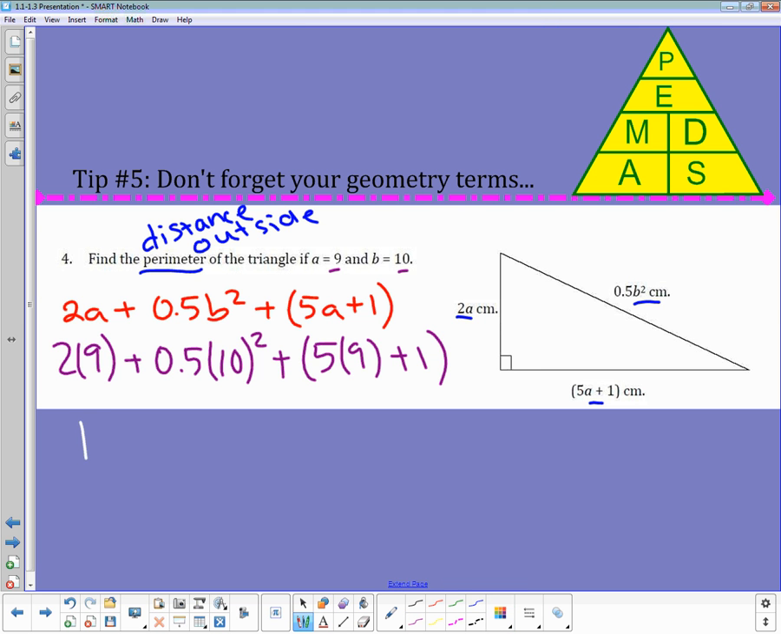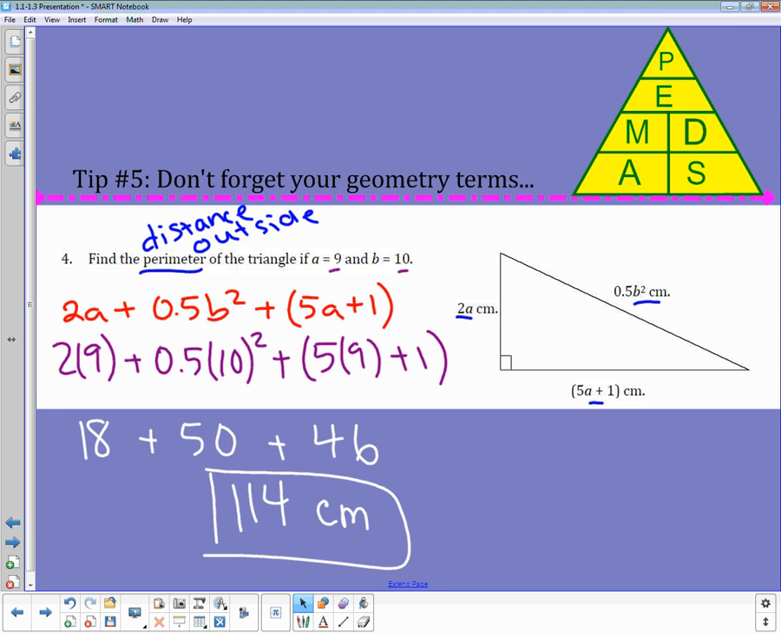So then let's go ahead and simplify that. 2 times 9 gives me 18. In here I have 10 squared, the middle term has 10 squared times 0.5. 10 squared is 100. I want to go ahead and take half of that, which would be 50. And then I have 5 times 9 plus 1. 5 times 9 is 45, plus 1 would be 46. And going ahead and putting all those together, 18, 50, and 46 makes 114. Perimeter is 1 dimension. I'm in centimeters, so 114 centimeters.